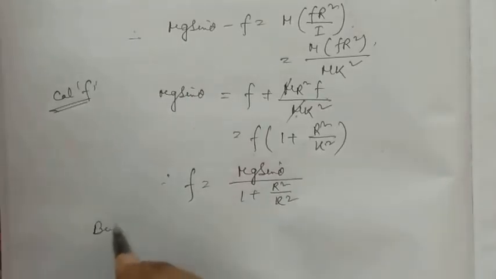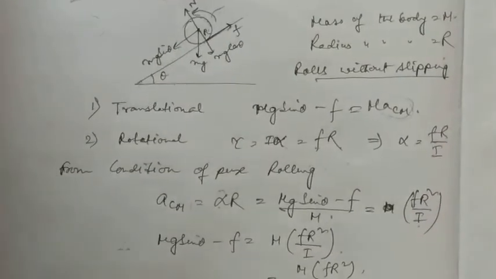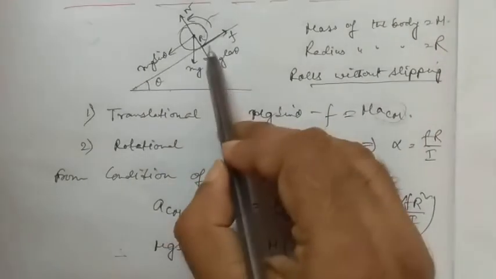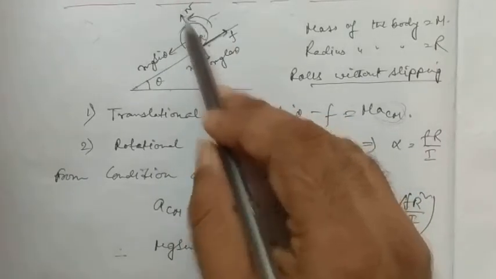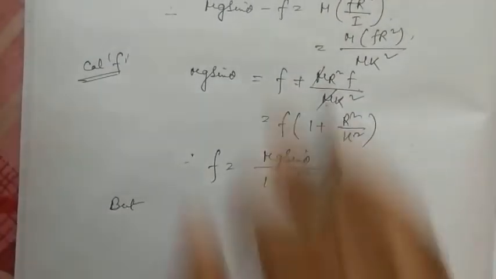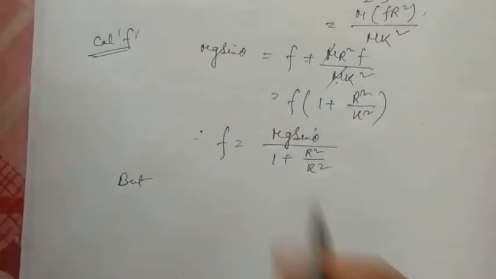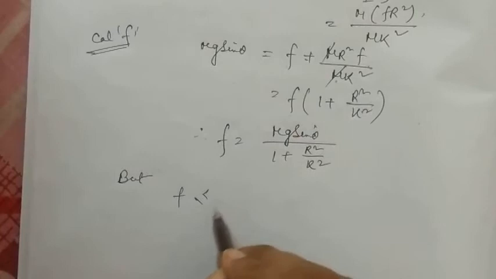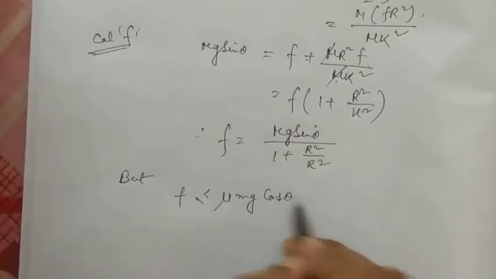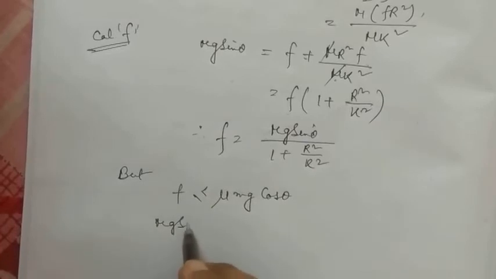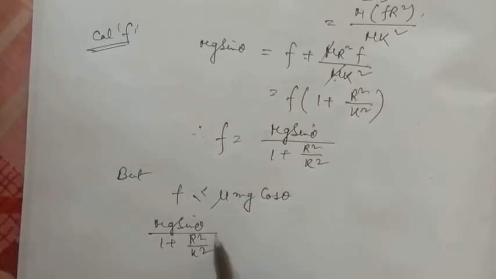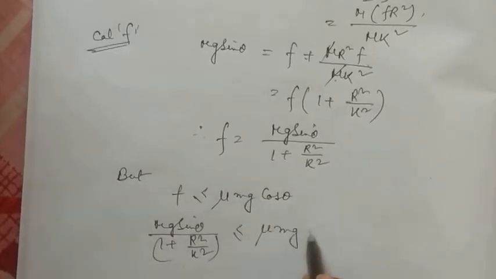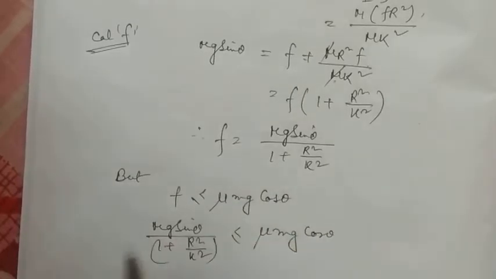But from the diagram, we all know that the frictional force is equal to mu N. Frictional force is equal to mu into N, that means mu mg cos theta. So if we take the relation as F less than or equal to mu mg cos theta, this implies mg sin theta by 1 plus R square by k square is less than or equal to mu mg cos theta, because this is the extreme value for the frictional force.